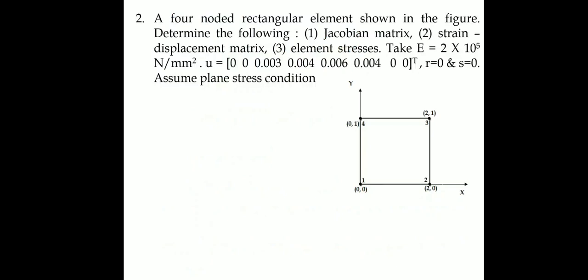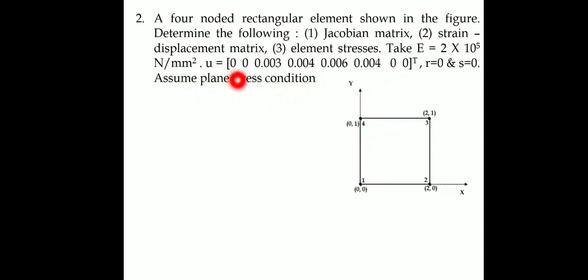Now we will take another example. In the previous problem we discussed only the shape function or coordinate transformation. Now the problem is given as a 4-noded rectangular element shown in the figure. That's a rectangular element. Determine the following: the Jacobian matrix, the strain displacement matrix, that means the B matrix, and the element stresses, that is sigma x, sigma y and tau xy. Take E equal to 2 into 10 raised to 5 Newton per mm square.